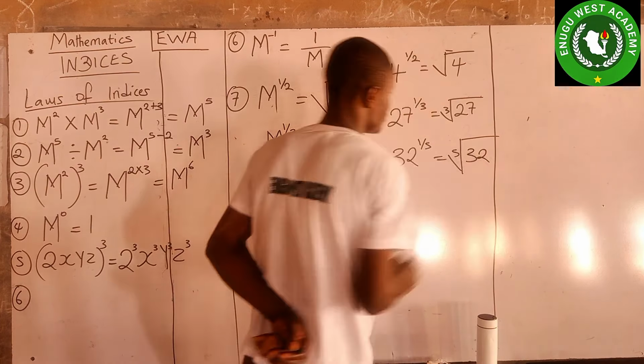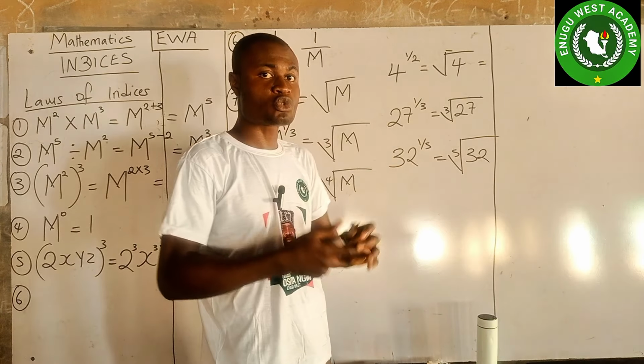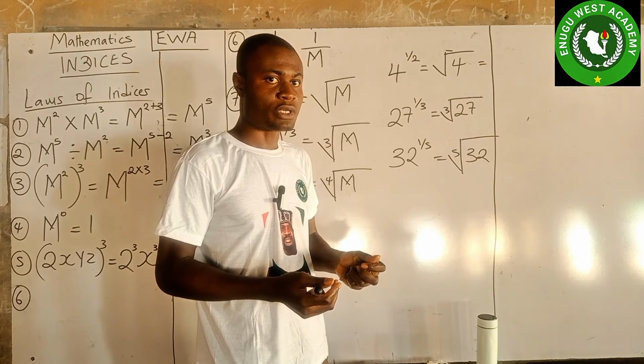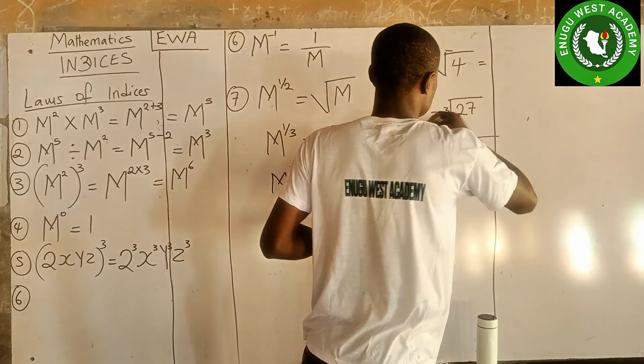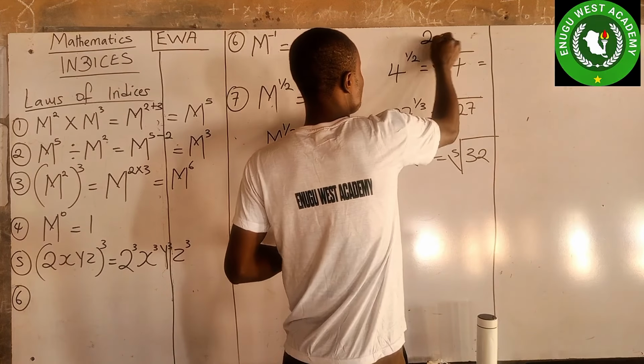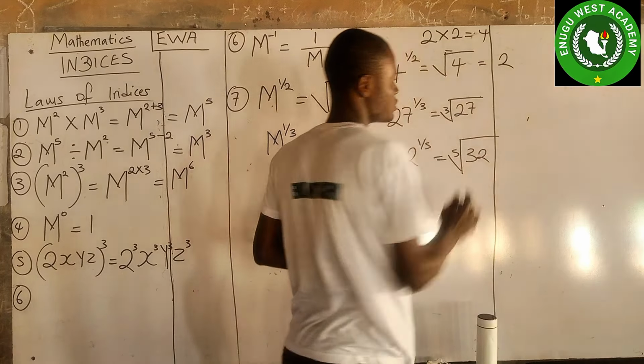Now, the square root of 4 is what? In this square root of 4, it means you should look for two numbers which, if you multiply them together, will give you 4. Once you get that number, just pick one of them. The square root of 4 is 2, since 2 times 2 gives us 4. You write only 1, 2.